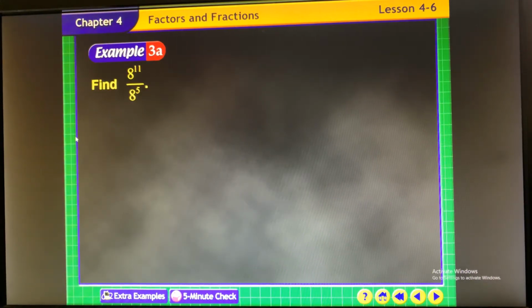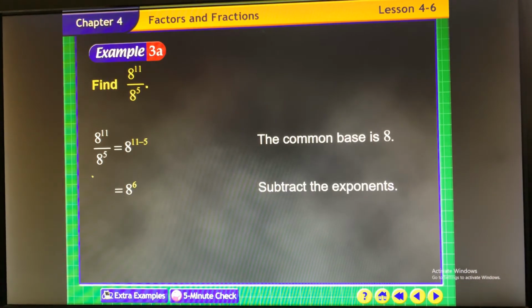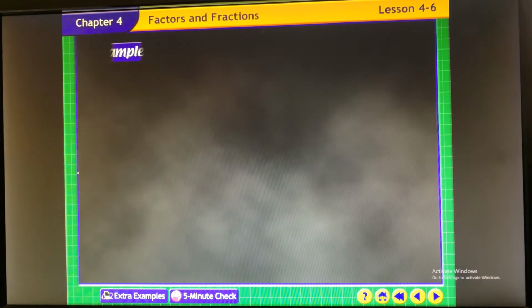When it's division, you're actually subtracting exponents. So when it's the same base, you're going to actually subtract exponents. Because if you think about it, if I have 11 8s on the top and I have 5 8s on the bottom, then 5 of those 8s can cancel 5 on the top, leaving only 6. So you use same base, subtract exponents.